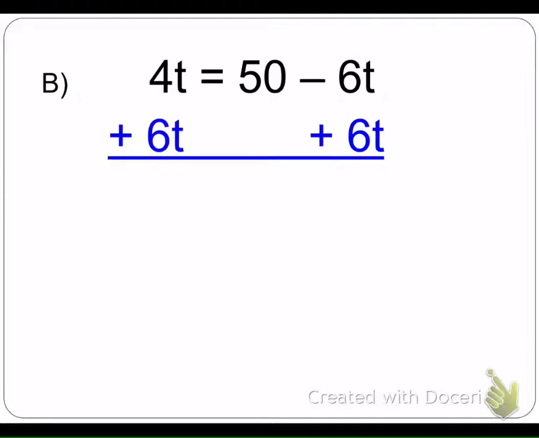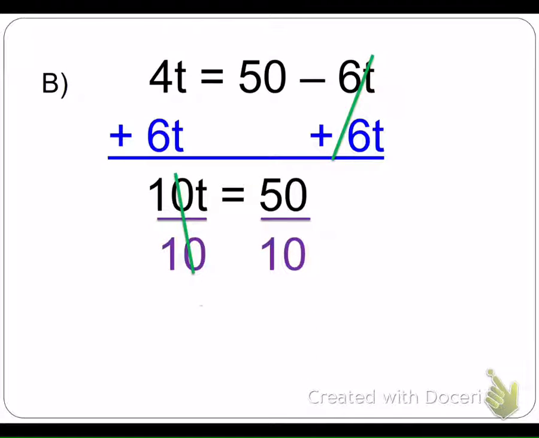4t plus 6t is 10t. The t's on the right are gone. The 50 drops down. Then what? Divide both sides by 10, and you get that t equals 5.